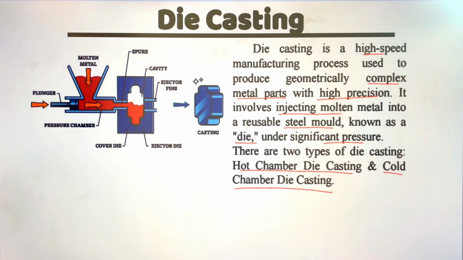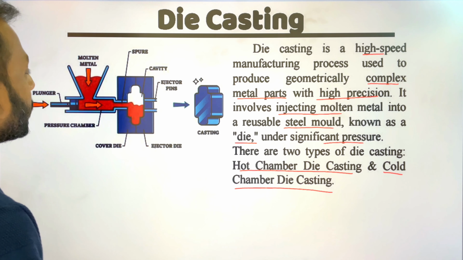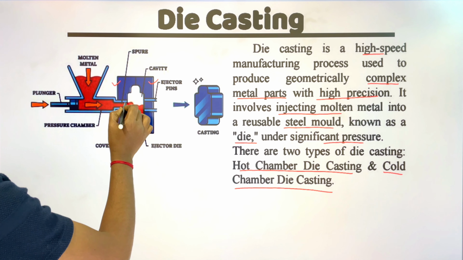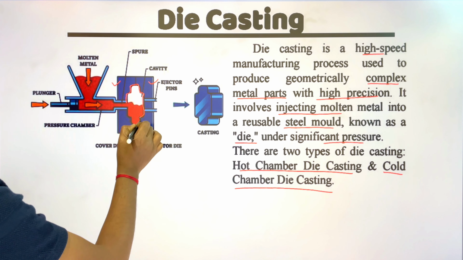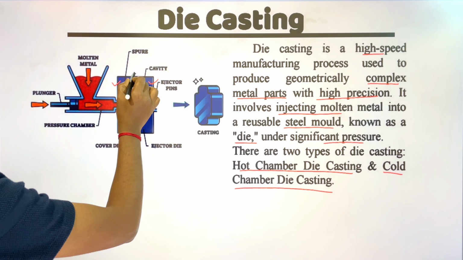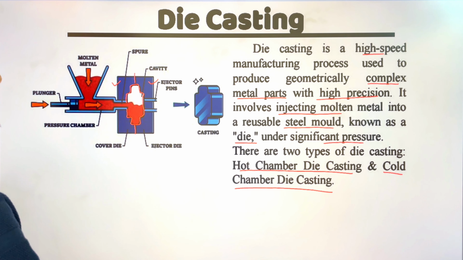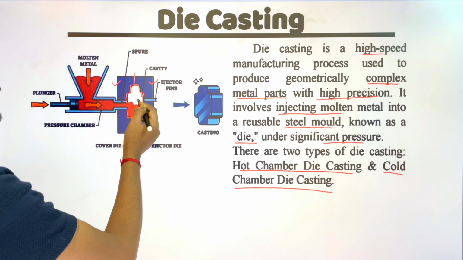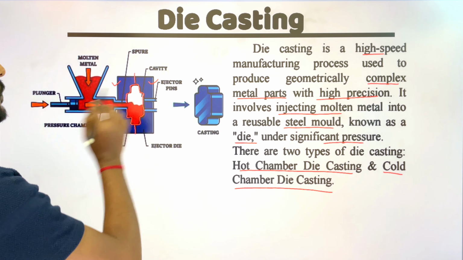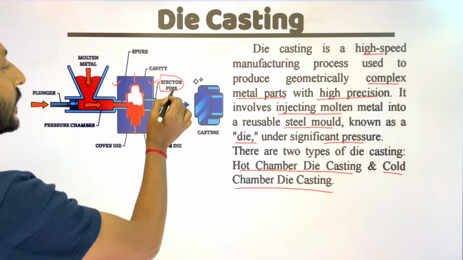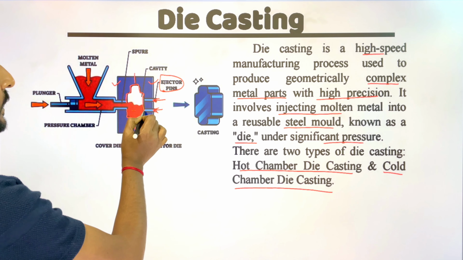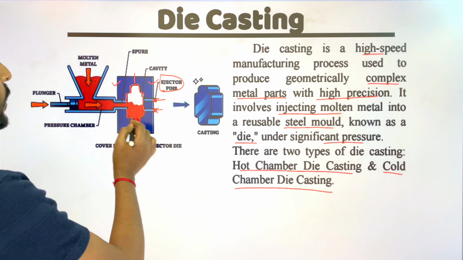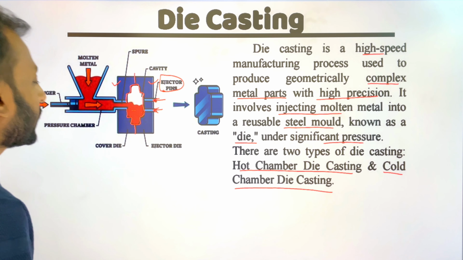So in this figure we can see the die casting process. Here these are the metal dies and this is the mold cavity. The mold cavity is created using two parts of the metal die. When the product is ready to be taken out from the mold cavity, the ejector pins are used. The ejector pin ejects the product and it is very easy to take it out from the dies.